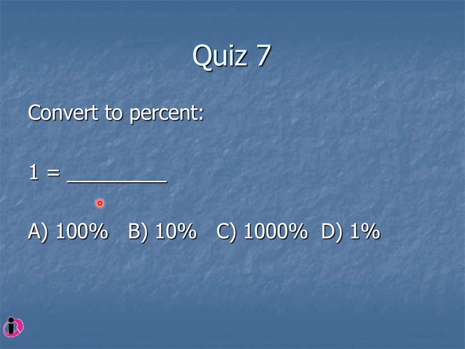This is 1. Again, you have decimal point right after 1. If you move it 2 positions to the right, which makes it 100. So right answer is B, right?